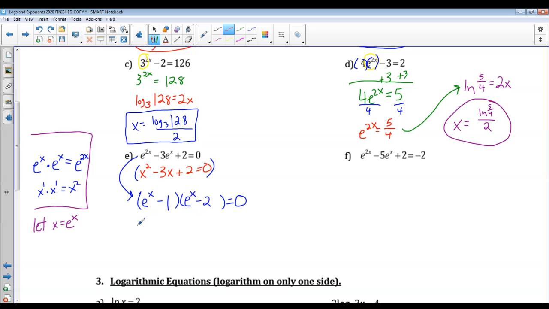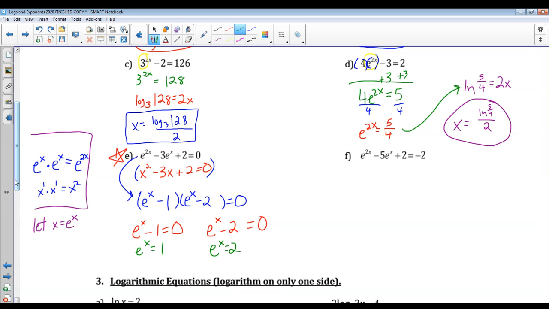All right, we're going to have plenty of time to practice these. These are tough. But now we can just solve it out. So in order to multiply to 0, we have two ways. Either e to the x minus 1 has to equal 0, or e to the x minus 2 has to equal 0. I add 1 to both sides. I have e to the x equals 1, e to the x equals 2.